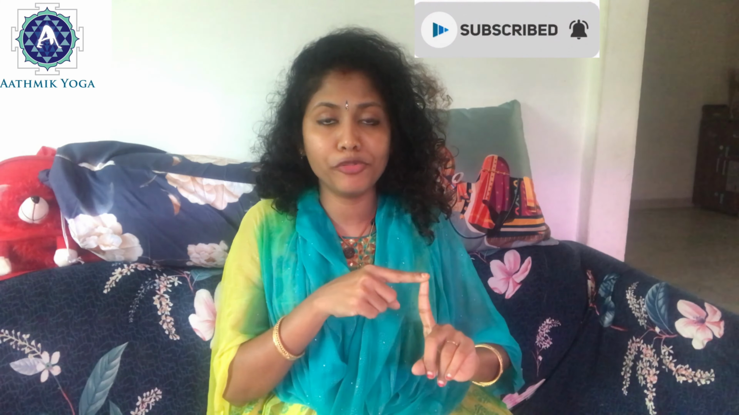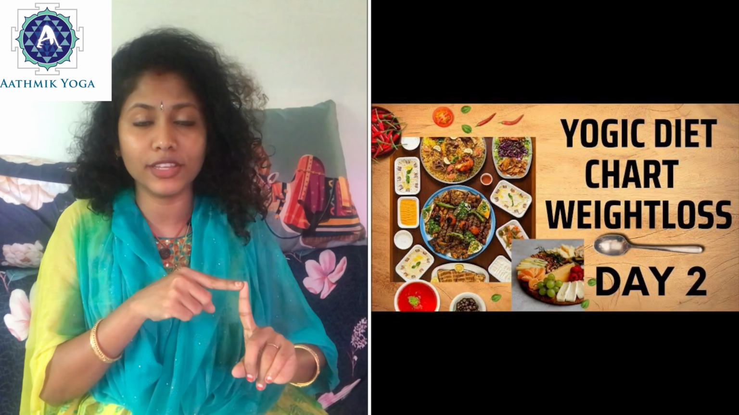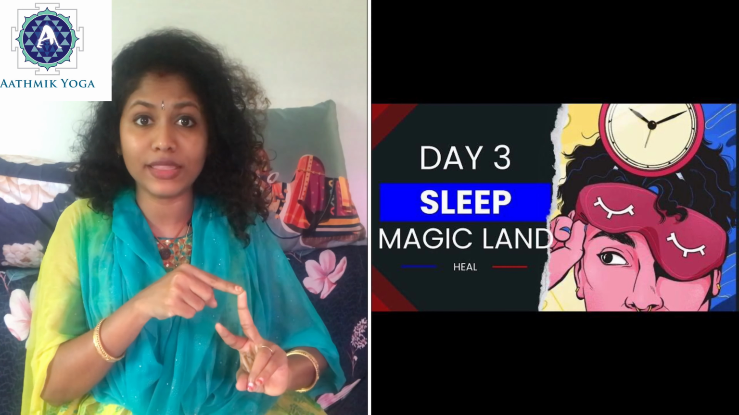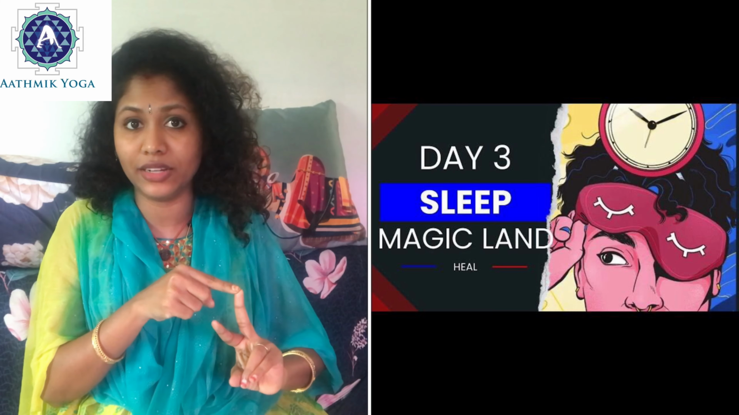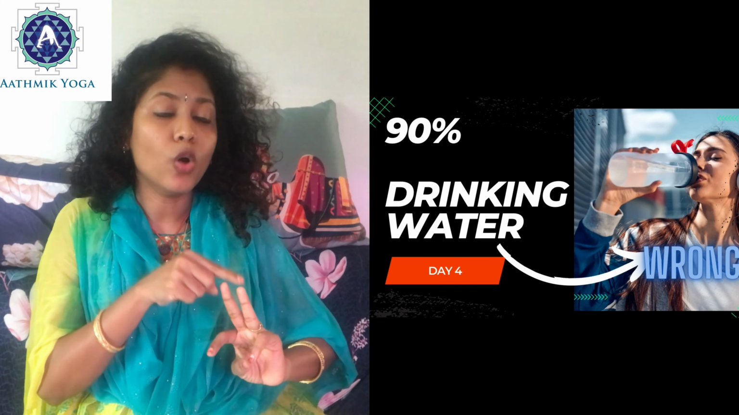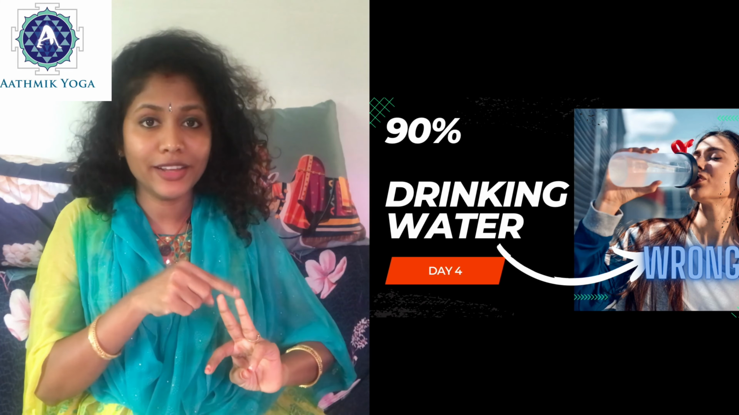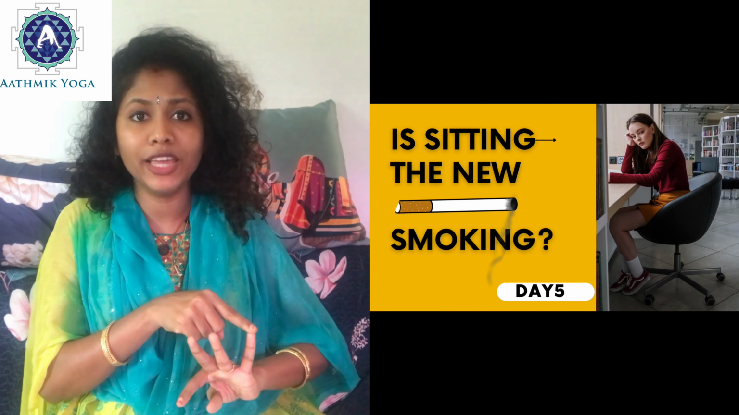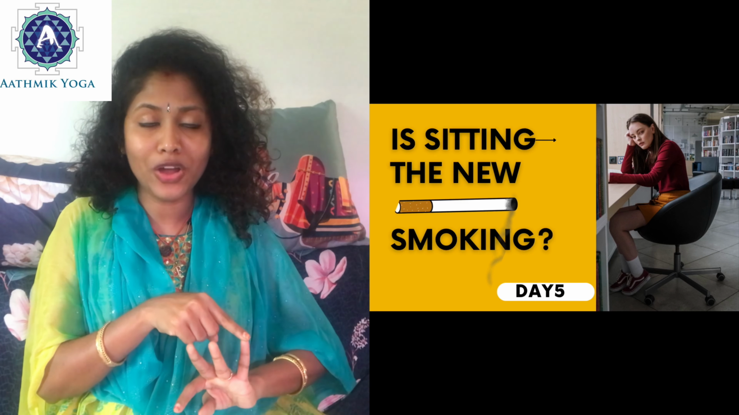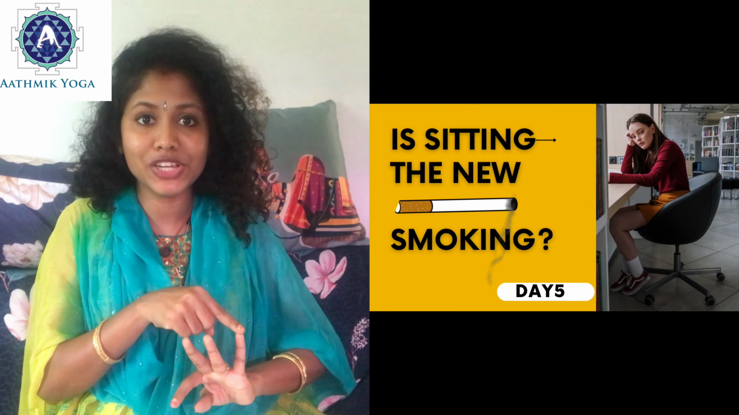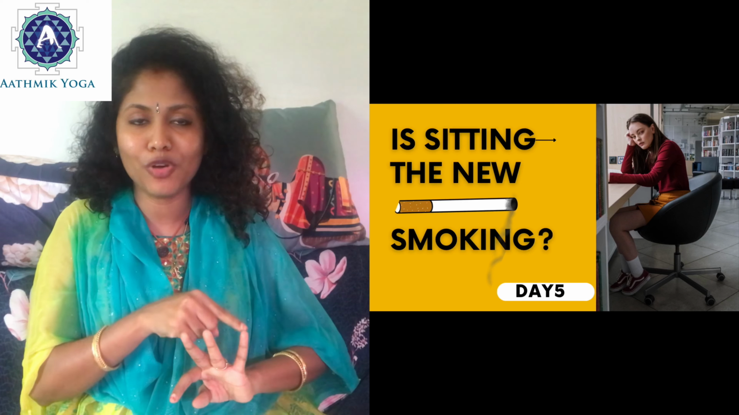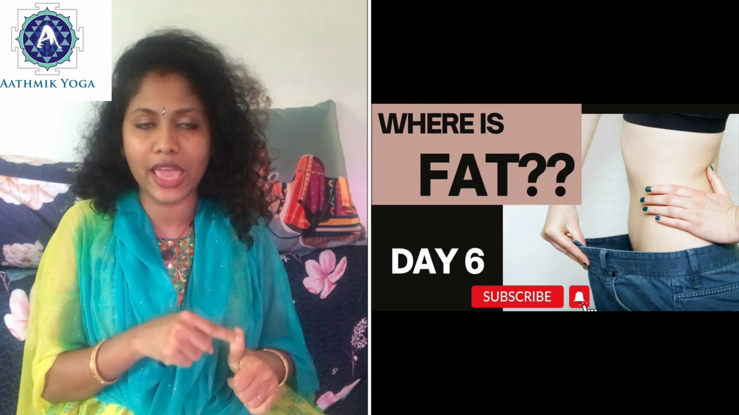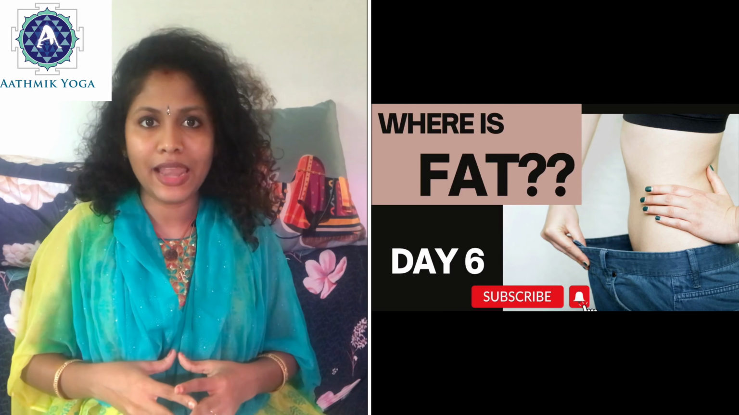The first one, food. Food is the representation of the earth element. The second one, sleep. Sleep is the representation of the space element or ether element. The third one, water or fluid, is the representation of the water element. The fourth one, on our day 5, the physical activity, which creates the internal fire, is the representation of the fire element. And the last one that we discussed yesterday, the air, represents the air element.